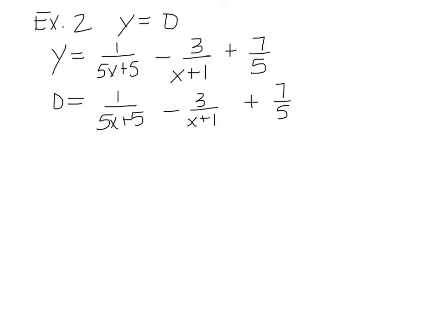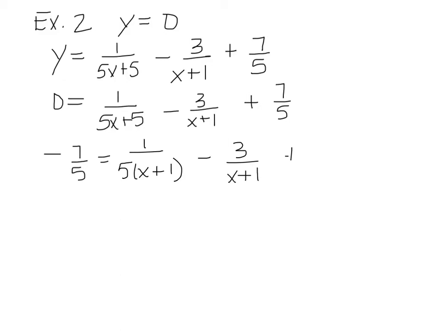So I'm going to subtract the 7/5 over. Sorry about that. And then I'm going to factor so I'll know what my common denominator is. So my common denominator will be 5 times x minus 1. So that's what I'm going to multiply everything by. Or x plus 1.